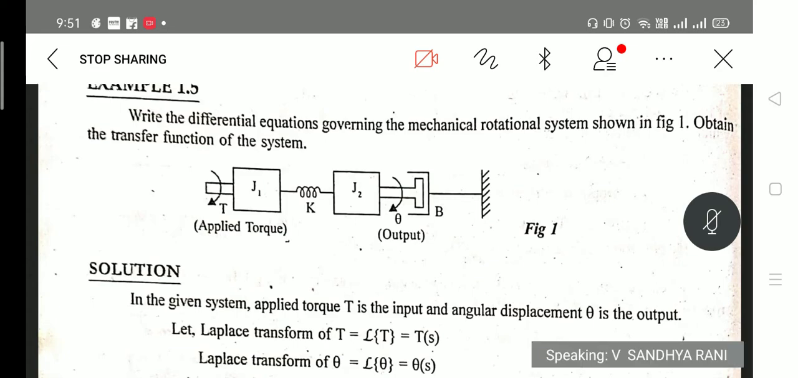Okay, I will go with the next topic. Are all of you clear on this mechanical rotational system? I will go to the next topic.